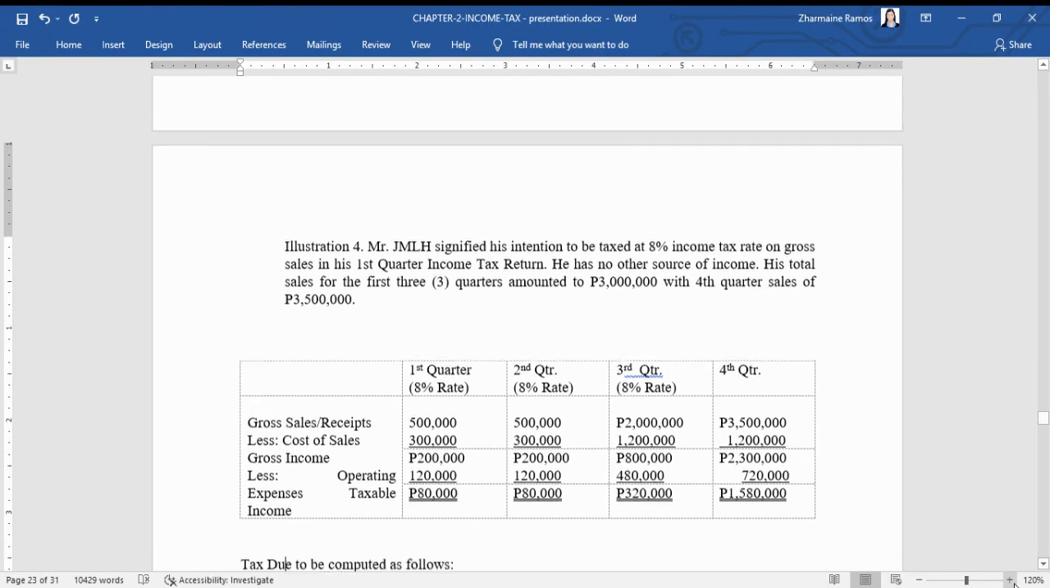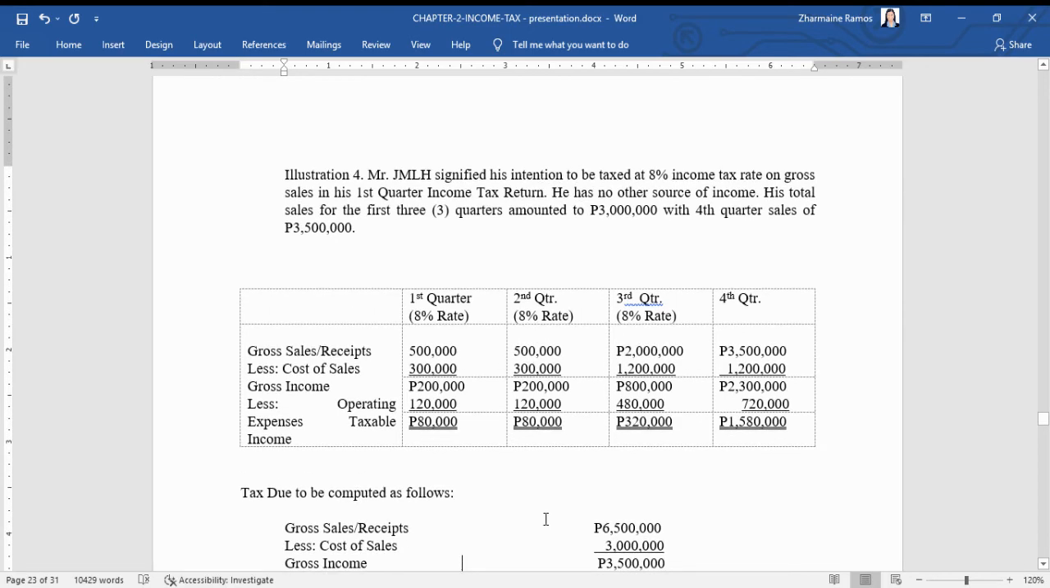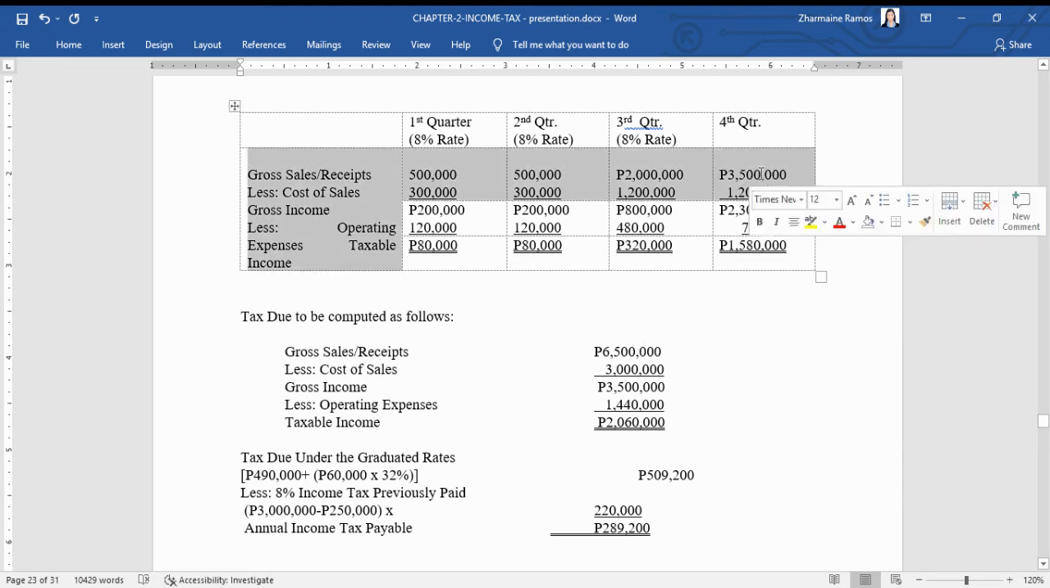So, ito yung financials niya. First quarter, meron siyang taxable income na 80,000. Second quarter is 80,000. Third quarter is 320,000. And the fourth quarter is 1,580,000. Paano mo ngayon i-compute yung tax due niya? So, gross sales receipts is 6.5. Paano mo nakuha yung 6.5? 500 plus 500 plus 2 million plus 3.5 is 6,500,000. Itinotal lang natin to.